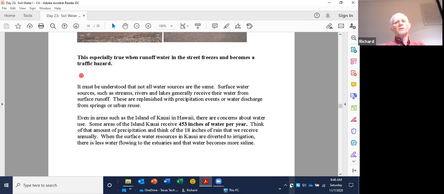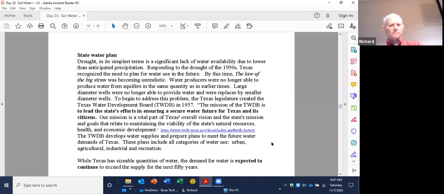A lot of the Hawaiian islands have roads that go all the way around them. Kauai is an exception because it is just so wet. They tried to build a road through this area and it failed because they just could not install it with that much water being received. But even though they have that much water, if they divert some of that water for irrigation, then we have saline water returning to the sea.